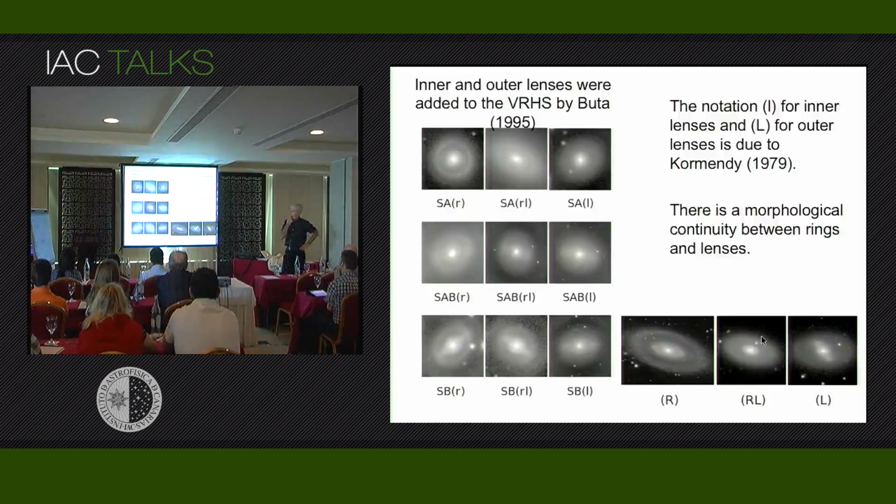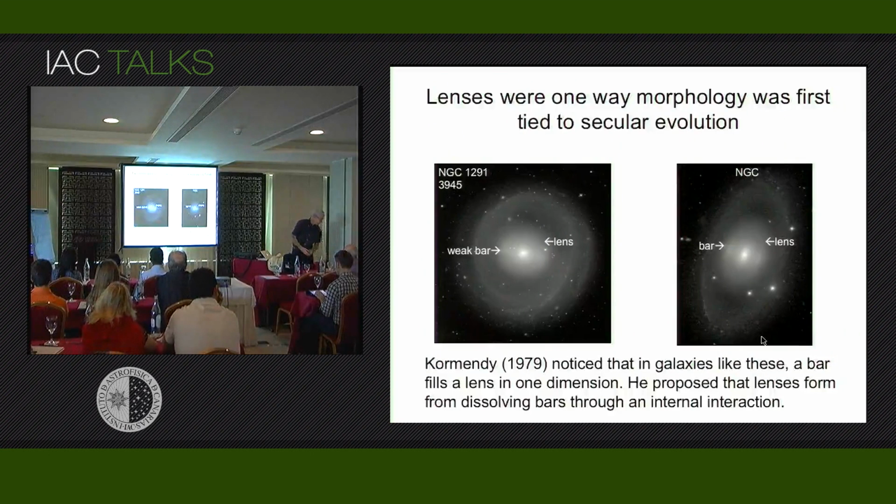And the same is true for outer rings. You can find outer rings like in this galaxy here, and then you find outer ring lenses, and then you find what John called outer lenses. And so there's a morphological continuity between rings and lenses. Now, does it mean anything? Now, John has said that maybe lenses evolve from bars. Maybe they do, but maybe some don't. Maybe some evolve from rings. Could lenses be evolved rings in some cases? That's a possibility.